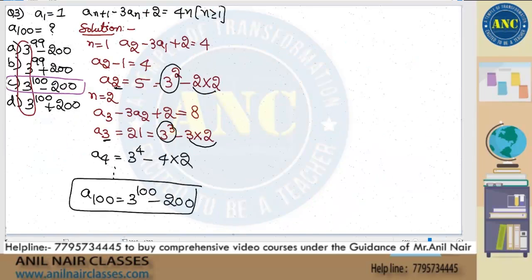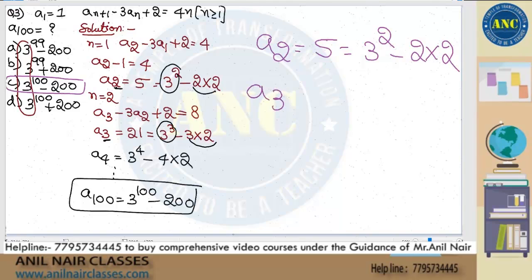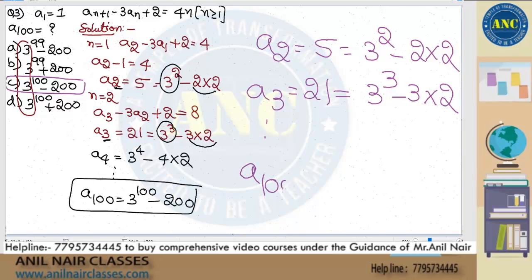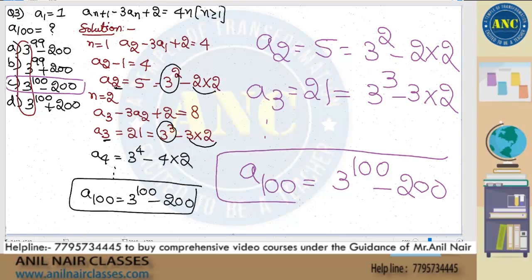Very important model, sir. If I put n value 1, a2 minus 3a1 plus 2 is 4. a1 is 1, so a2 minus 1 is 4. a2 is 5. Just a pure pattern observation. 5 is nothing but 3 square minus 2 into 2. a3 is nothing but 3 cube minus 3 into 2. 27 minus 6 is 21. a100 is nothing but 3 power 100 minus 100 into 2, which is 200. Question number 3. I hope it is clear.